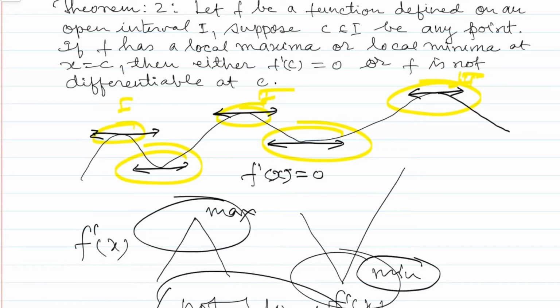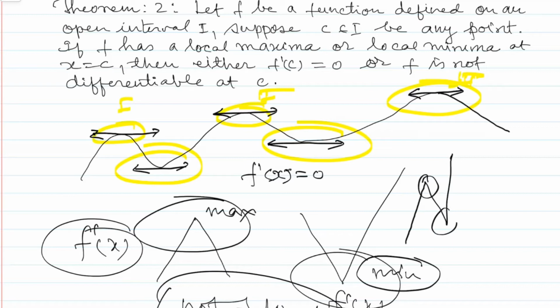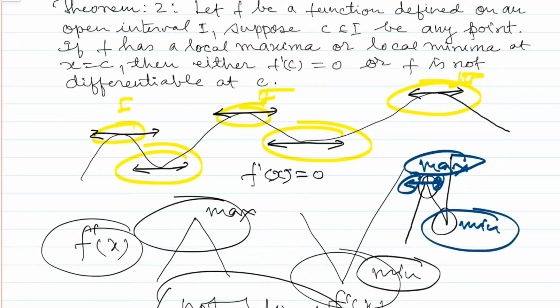In the previous chapter, I have told you that a point where the curve takes a sharp turn is called a cusp point. At these points, the first derivative is not defined, but these may be local maxima or local minima. This is the point of local maxima and this is the point of local minima, but the derivative is not defined here. So this is minima and this is maxima, but we cannot define the derivative at this point. This is what the theorem says, but its converse is not true.